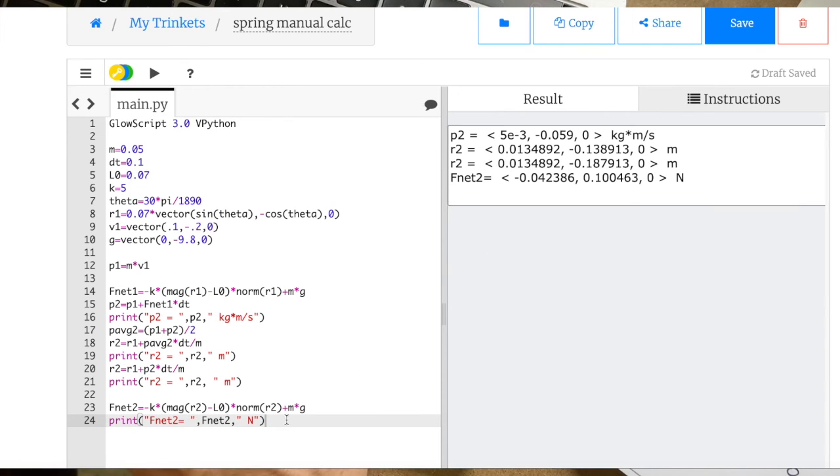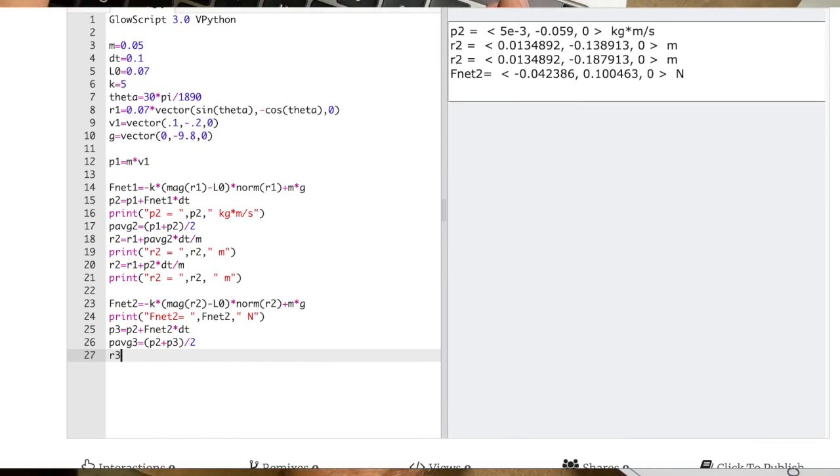There you go. Now I'm going to find P3. P3 equals P2 plus fnet2 times dt. I'm not going to print it. I'm getting bored of that. I'm going to find P average 3 equals P2 plus P3 divided by 2. And then I'm going to calculate R3. R3 equals R2 plus P average 3 times dt divided by m. I will print that.